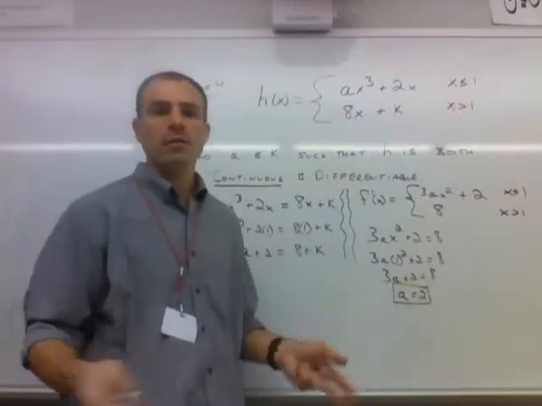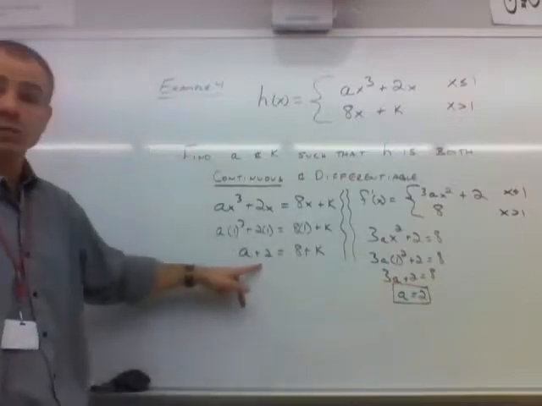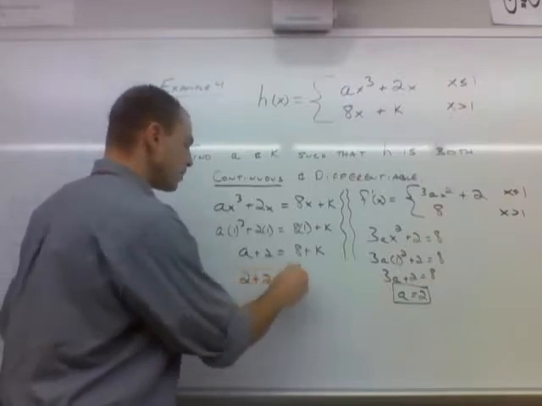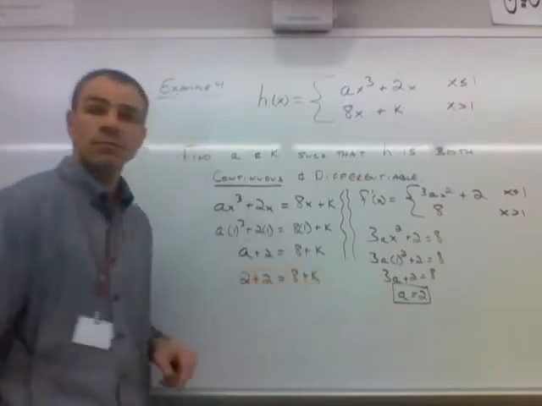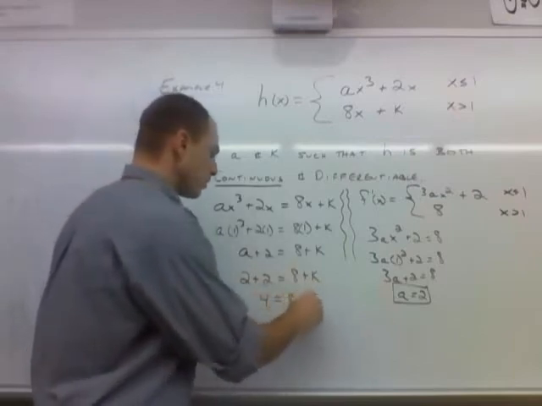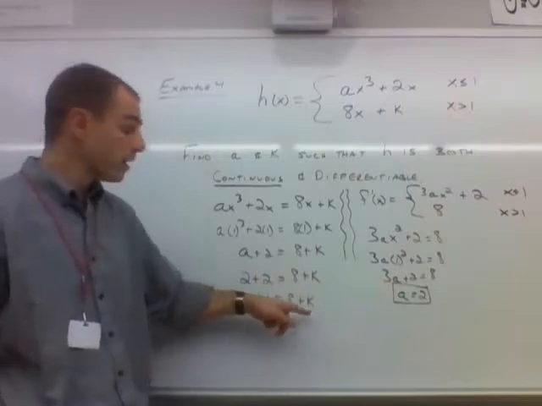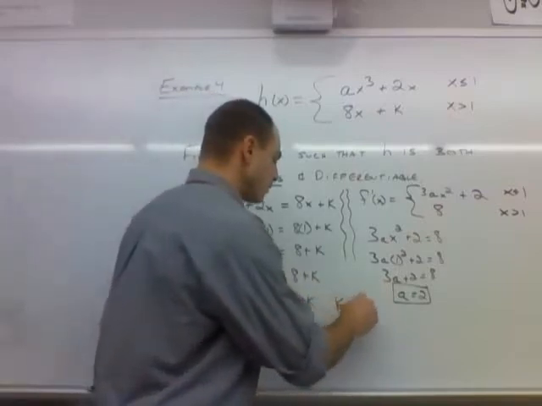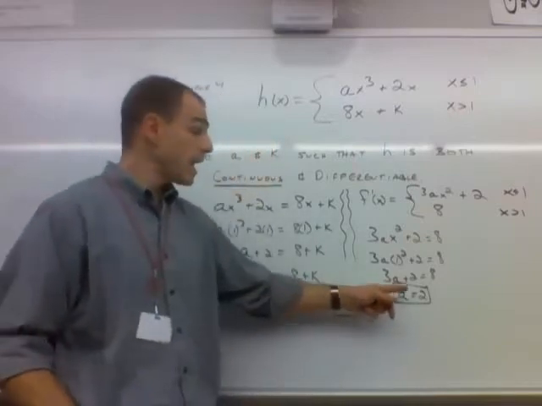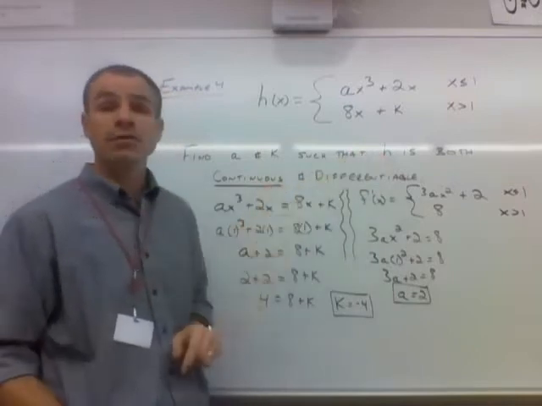That's nothing new here. You've been doing algebra forever. If a is equal to 2, now we can go back to this equation and sub in 2 for a. 2 plus 2 is equal to 8 plus k. 2 plus 2 is 4. So 4 is equal to 8 plus what number? Well, 4 is equal to 8 minus 4, so that means k is equal to negative 4. So if k is negative 4 and a is 2, then h will be both continuous and differentiable.